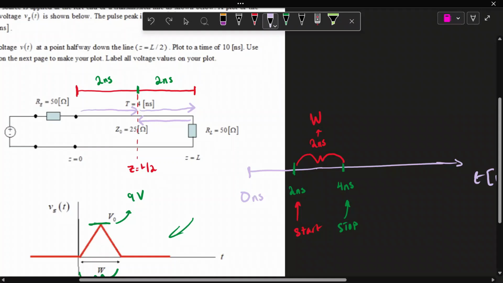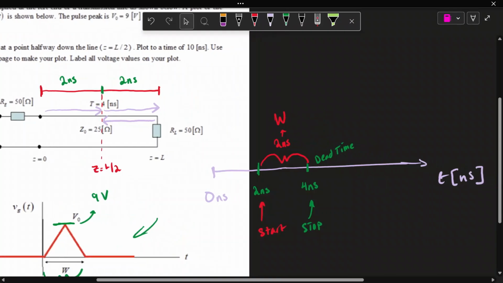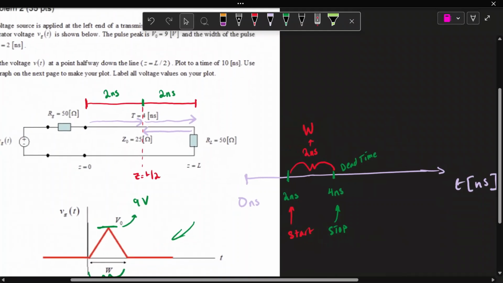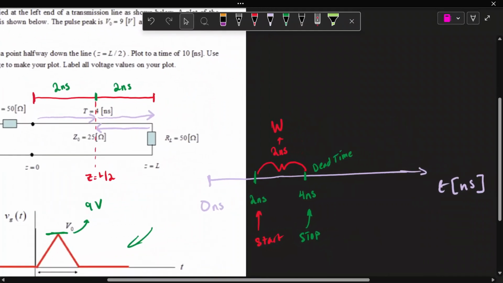So what we're going to be doing is we'll call this dead time, when no signal is being read by, in our case, we could think about it as a scope. No voltage is going to be read by the scope at L over 2 for 2 nanoseconds. So we can say this here is 2 nanoseconds. This is dead time. Nothing is being read.